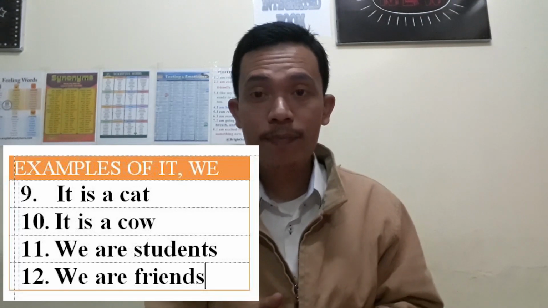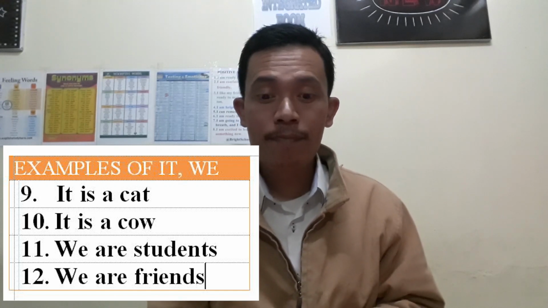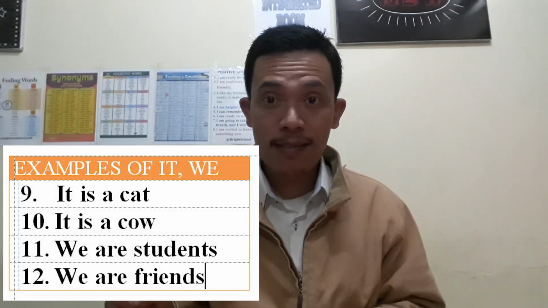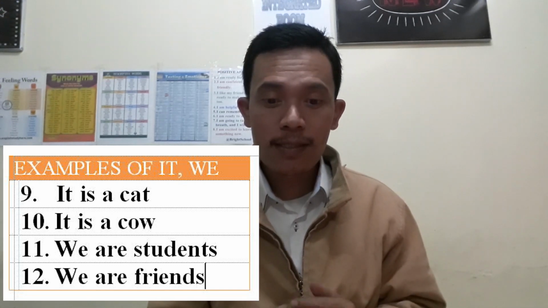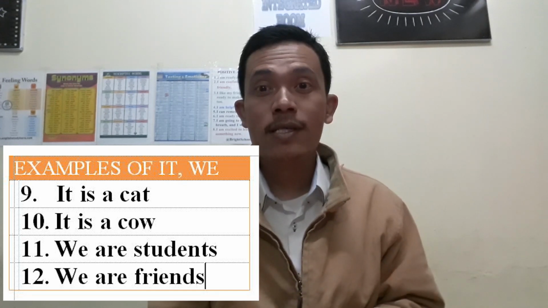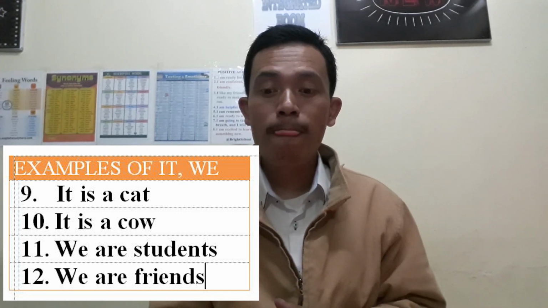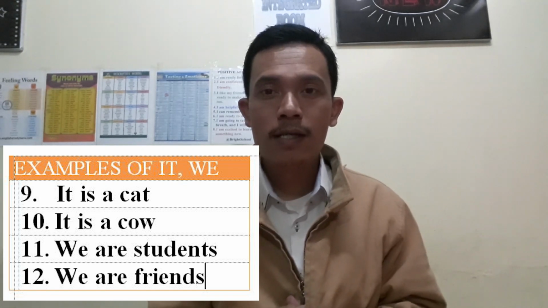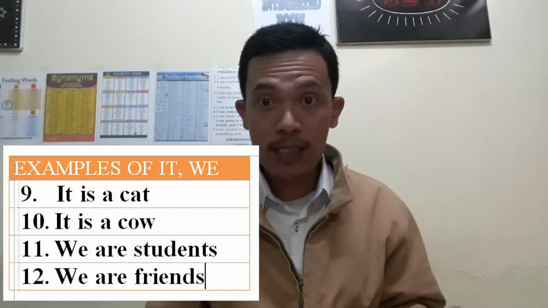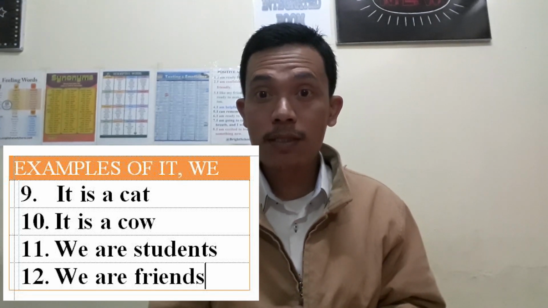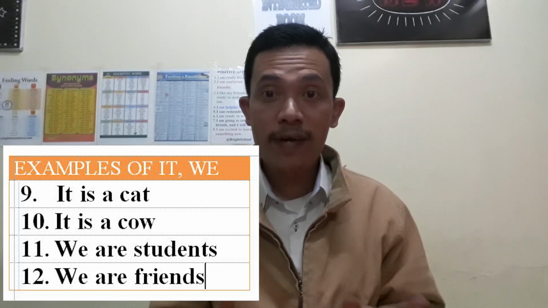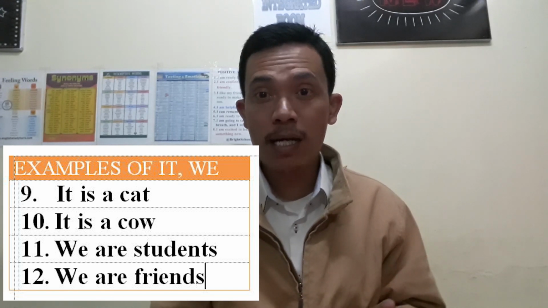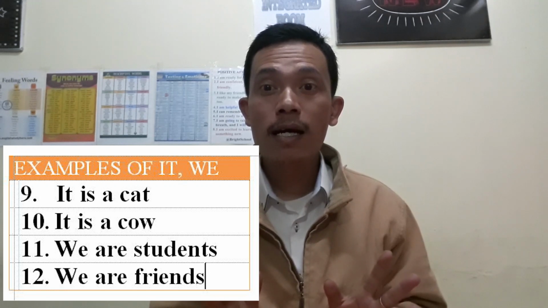And then, we use subject it and they. Let's check. It is a cat. Itu adalah seekor kucing. And the second, it is a cow. Dia adalah seekor sapi. Let's use subject we. We are students. Kita adalah para pelajar. Second, we are friends. Kita adalah teman atau kita berteman.